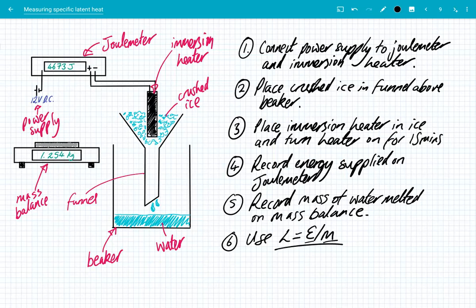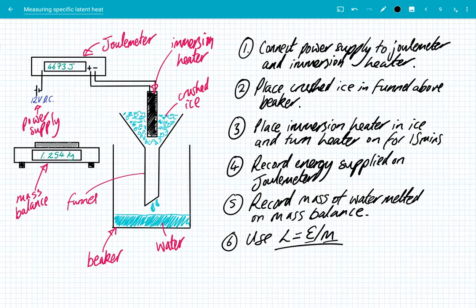So just to summarize, the latent heat is the amount of energy required to change the state of 1 kilogram of a substance. And different substances have different latent heats of fusion, which is for melting or freezing, and vaporization, which is for boiling and for condensing. And scientists have to be able to measure it. And this experiment is an example of one of those ways.